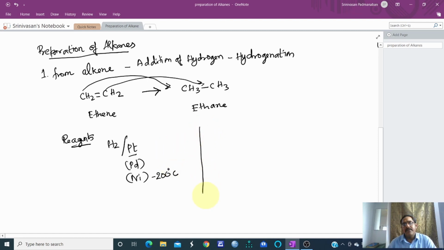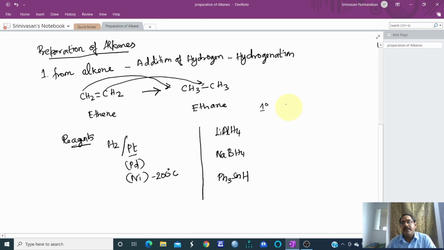There is another set of reagents also to do this hydrogenation reaction. The first one is lithium aluminum hydride, the second one is sodium borohydride, and the third one is triphenyl tin hydride, Ph3SnH. So these are also other reagents which cause the same type of hydrogenation reaction. Okay, but there is a difference in this.